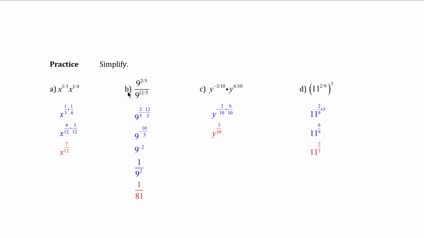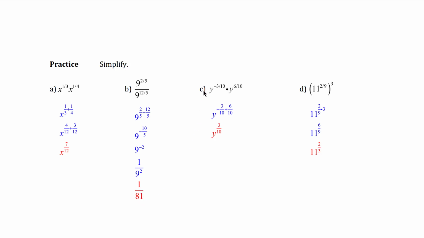Moving on to part B, we use the quotient rule to simplify. So we take the base 9, and then we subtract the exponents. So I have 9 to the 2/5 minus 12/5 power. Subtracting the exponents, we get 9 to the negative 10 over 5 power. Simplifying negative 10 over 5, we get 9 to the negative 2 power. Using our negative exponent rule, we could rewrite this as 1 over 9 squared. Next, we square the 9, and we get our final answer, which is 1 over 81.